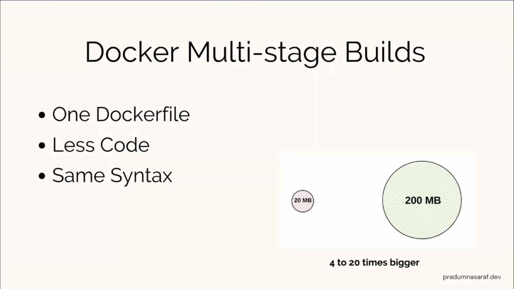And in the bottom right corner, you can see I have created an image. This is how much you can reduce the size with Docker multi-stage build. This is an application which I recently built, which I reduced from 200 MB to 20 megabytes. So you can reduce any image size by 4 to 20 times.